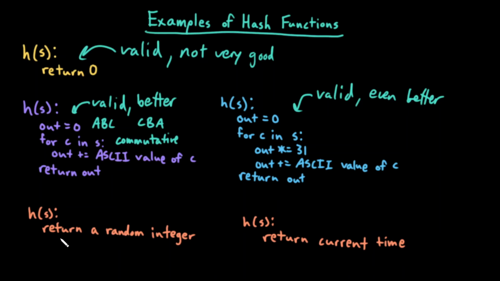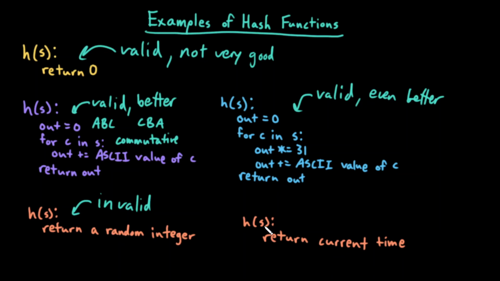So this one will just return a random integer. So let's say I feed it the string Nima, and then a little bit later I feed it the string Nima again. It'll return a random integer each time, so it'll give me two different hash values even though I gave it the exact same string. So this is invalid. This is not a valid hash function because I must return the exact same hash value given equal objects. What about this one?